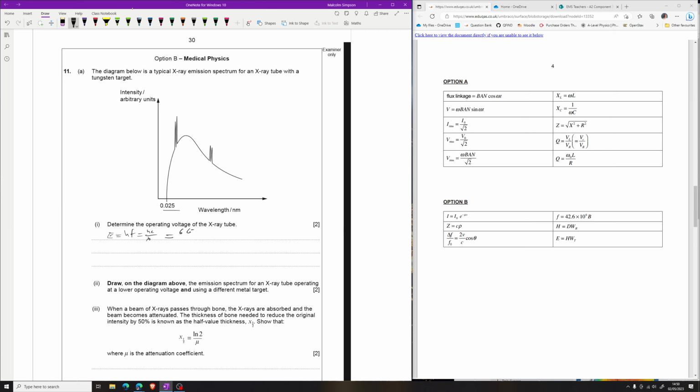So 6.63. This is as much me thinking about how to do this as trying to explain it. It's been a while. Divided by lambda, careful with the units, 0.025 times 10 to the minus 9. These are in nanometers, of course. So that gets me the energy.